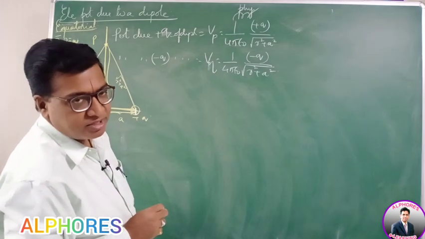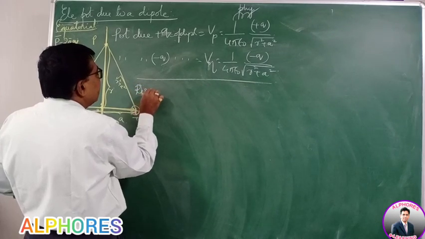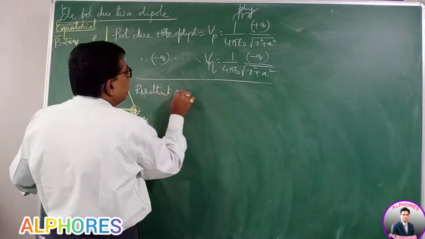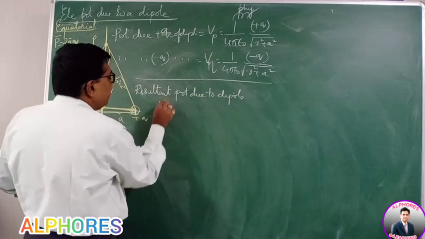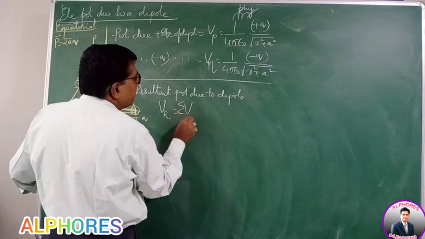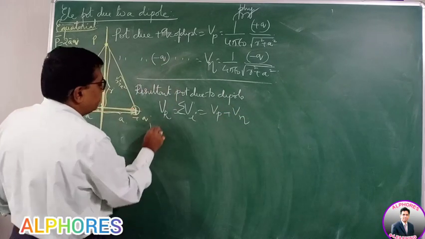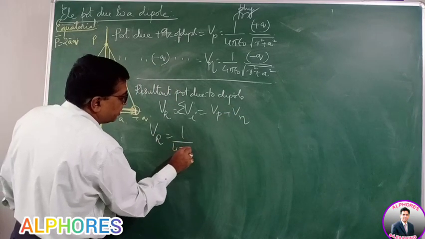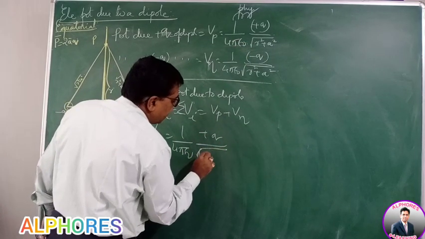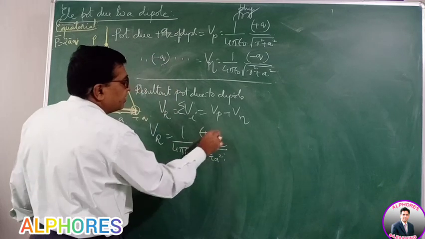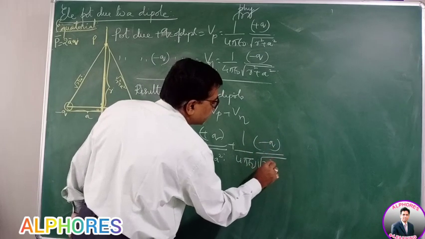This is the potential. Now the net potential, the resultant potential due to the electric dipole. We know the resultant V is the algebraic sum of all the individual potentials, so it is Vp plus Vn. Therefore the resultant potential is 1 by 4 pi epsilon naught, plus q by under root of r square plus a square, plus 1 by 4 pi epsilon naught, minus q by root of r square plus a square.